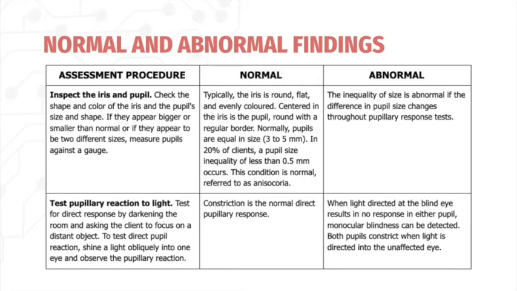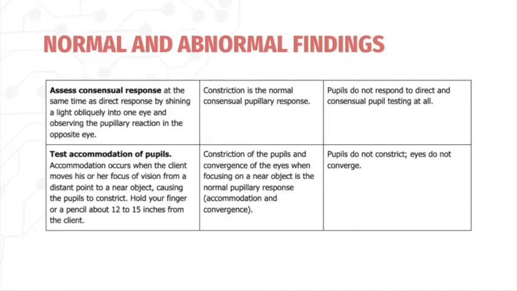The next assessment procedure is to test pupillary reaction to light. For the normal findings, constriction is the normal direct pupillary response. For the abnormal findings, when light directed at the blind eye results in no response in either pupil, monocular blindness can be detected. Both pupils constrict when light is directed into the unaffected eye. The next assessment procedure is to assess consensual response. For the normal findings, constriction is the normal consensual pupillary response.